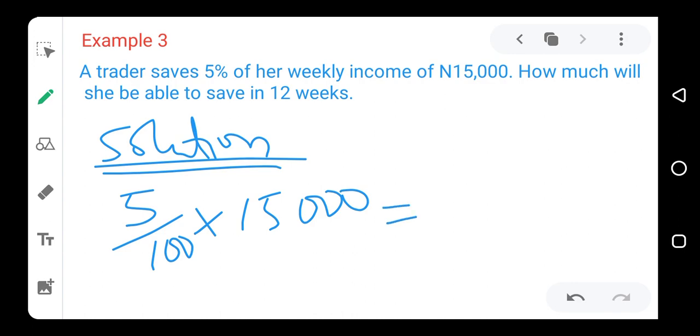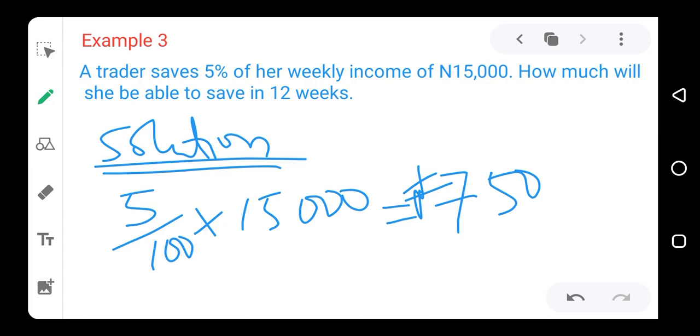This is going to give us 750 naira. 5 over 100 multiplied by 15,000 will give us 750 naira. So this is the amount that the woman saves every week. We just converted the percentage to amounts. So the woman is saving 750 naira every week.